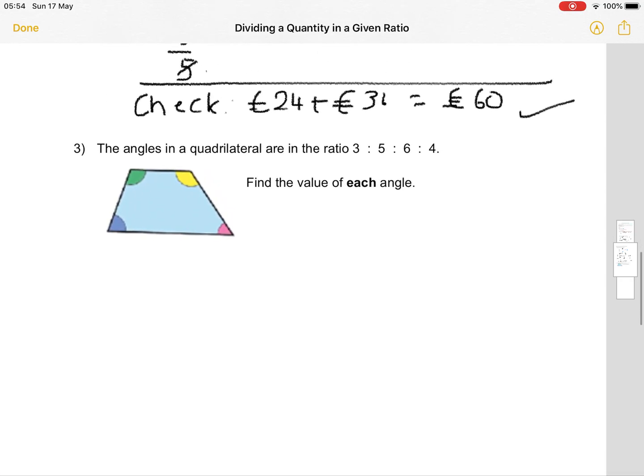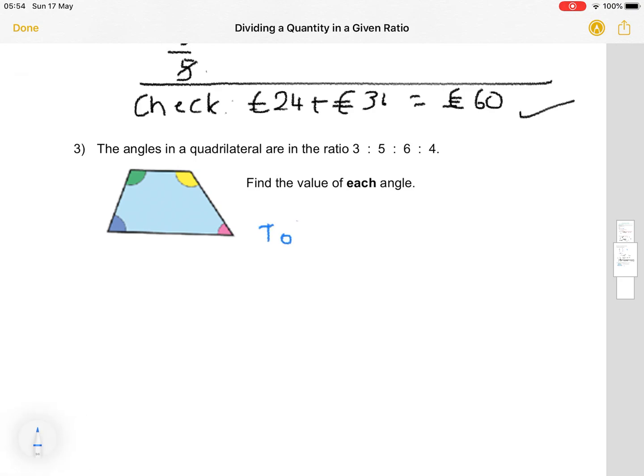The third example. In the third example, the angles in a quadrilateral are in the ratio 3:5:6:4. Okay? Now, find the value of each angle. The quantity is not given here, but we know, boys, that the total angles of a quadrilateral is equal to 360. Now let's write it down.